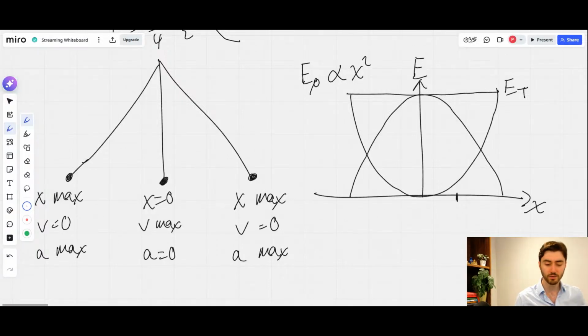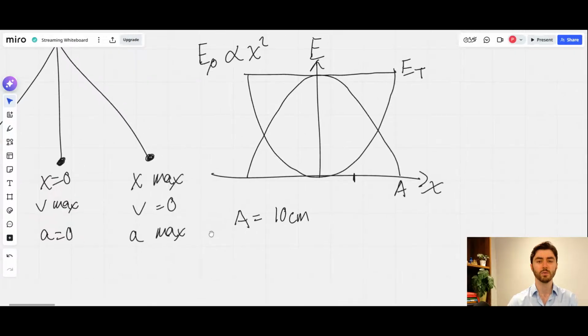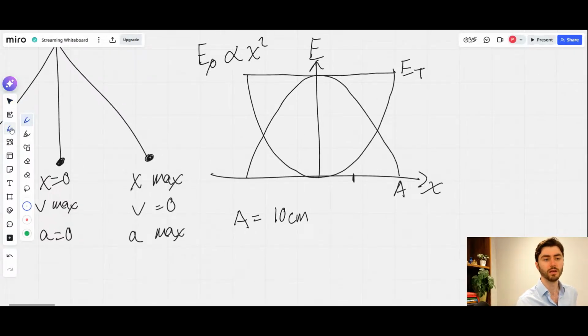So let me put a bit more meat on the bones, and we'll give you an example here. So this would be the amplitude A. So let's say, for instance, the amplitude was 10 centimeters. Let's say we had a spring constant.